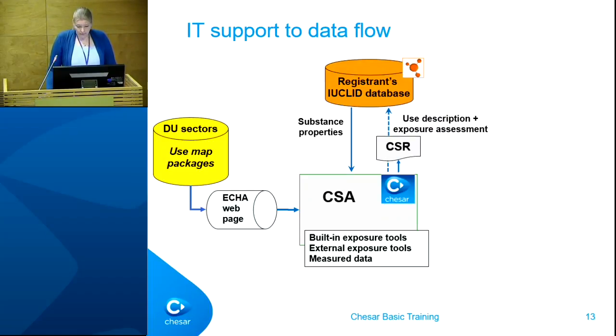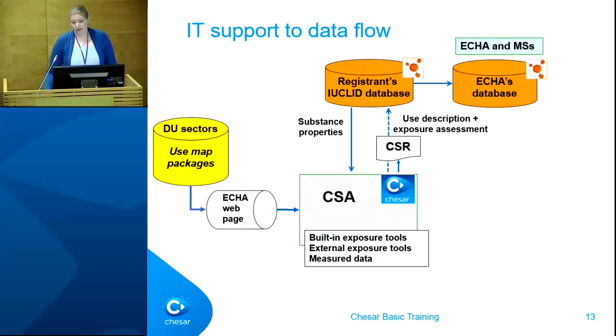Once you are done, you generate your CSR. Also the information on use description and exposure assessment is exported to Euclid. Your CSR is attached to Euclid and submitted to ECHA, where it goes into the database, and ECHA and the member states can access the information. A little part of that is, of course, also disseminated to the public.